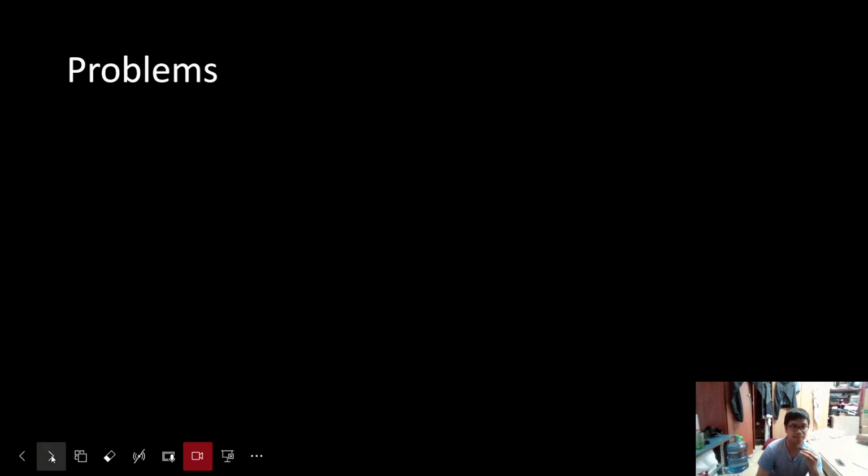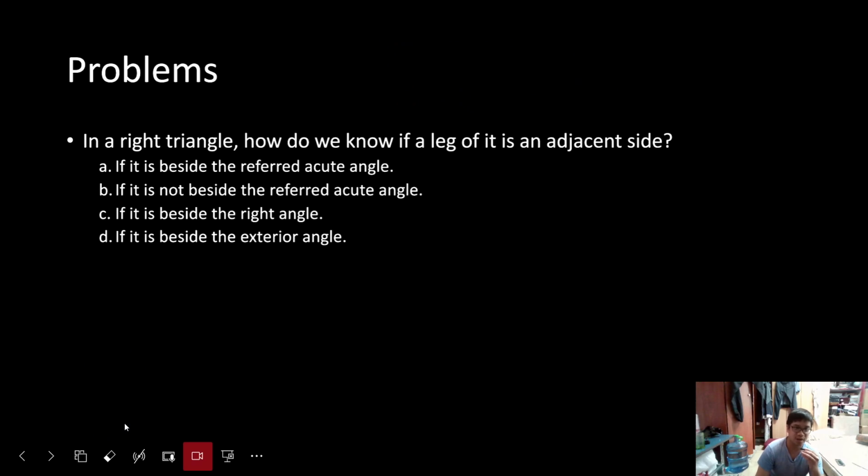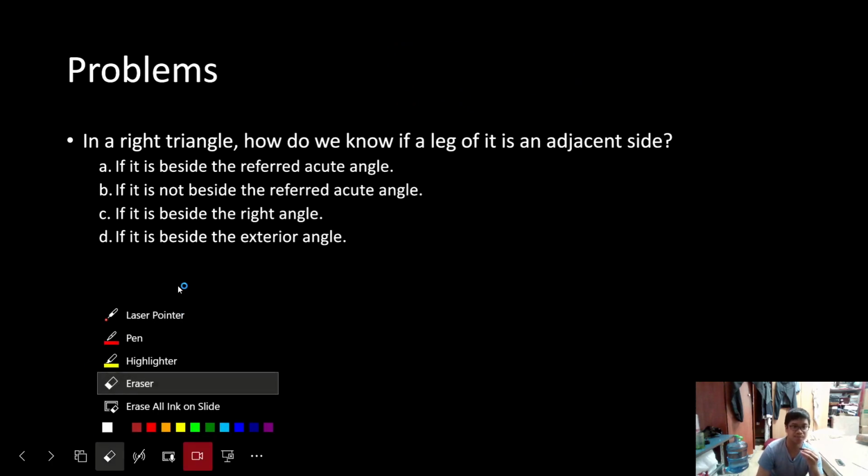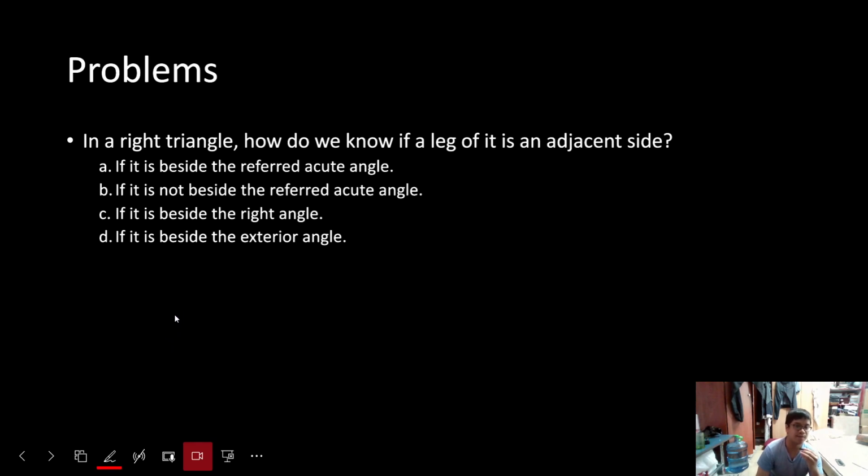So next, in a right triangle, how do we know if a leg of it is an adjacent side? A, if it is beside the referred acute angle. B, if it is not beside the referred acute angle. C, if it is beside the right angle. And lastly, D, if it is beside the exterior angle.